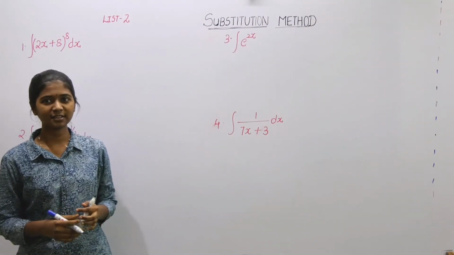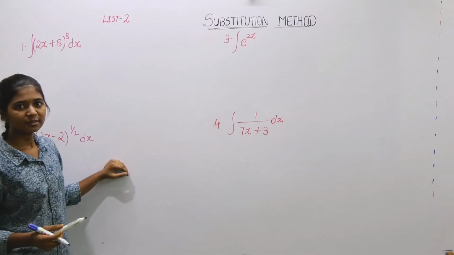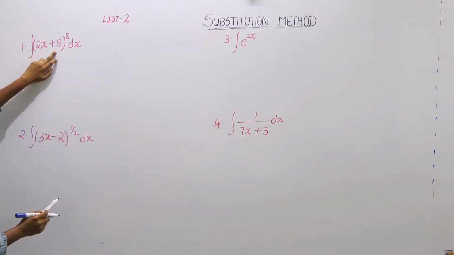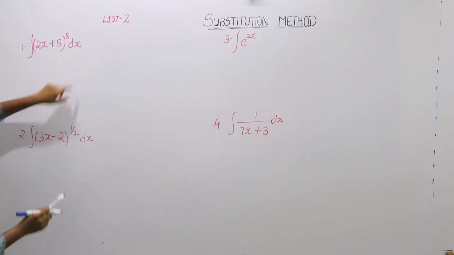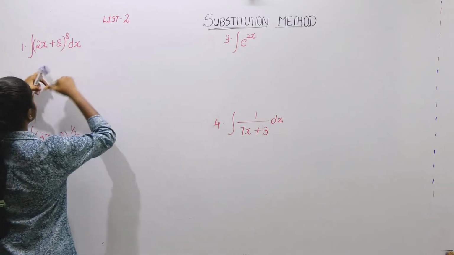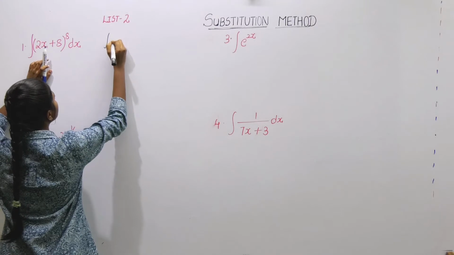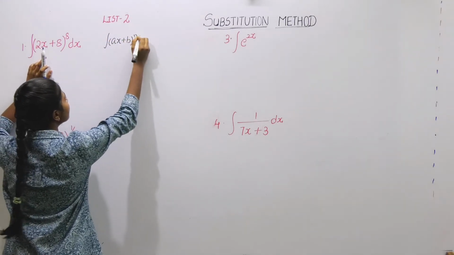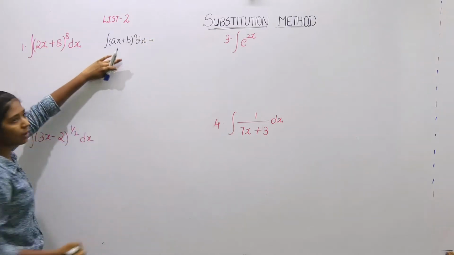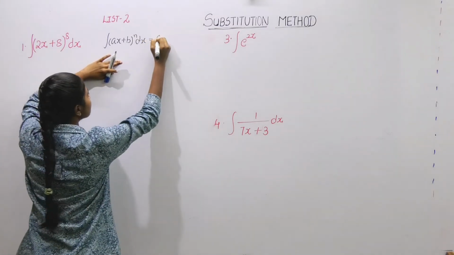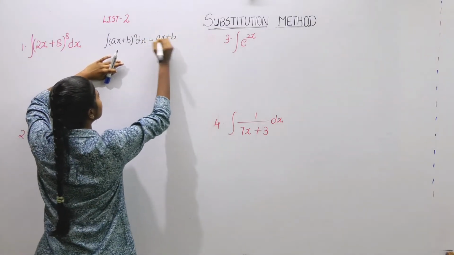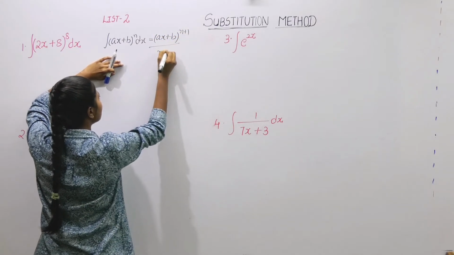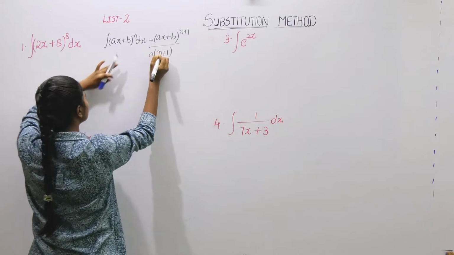Now let us start the second list problems. First one, integral (2x plus 8) whole to the power of 8 dx. Now this is in the form of integral (ax plus b) whole power n dx. We know the formula for this. It is (ax plus b) whole to the power of n plus 1 by (n plus 1) into a.